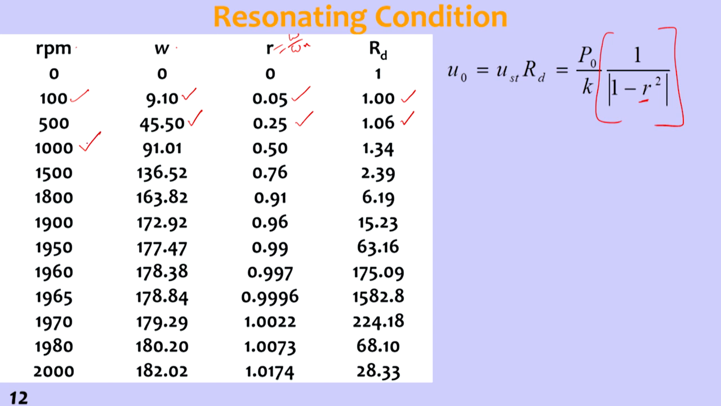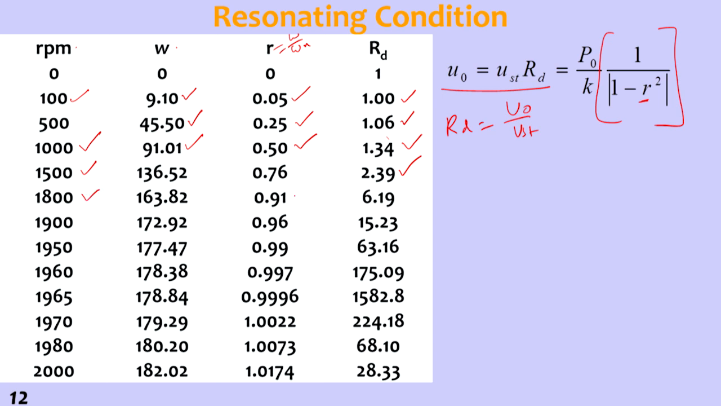When rpm became 1000, the forcing frequency is 91, and R has become 0.5. Here you can see that there is a 30% increase between static deflection and dynamic deflection. In a way you can take Rd as U0 by UST, that means by how much percentage it has increased compared to static deflection. So it is 34%.